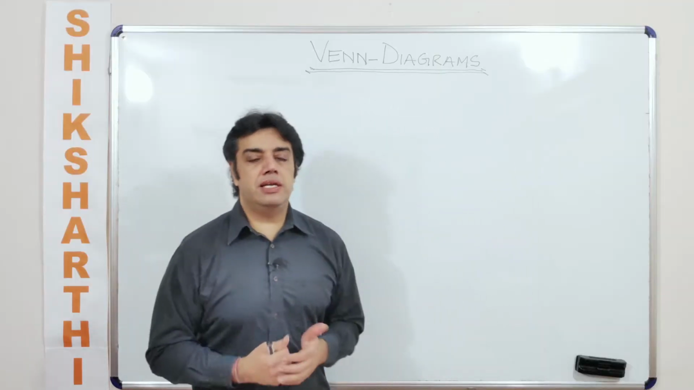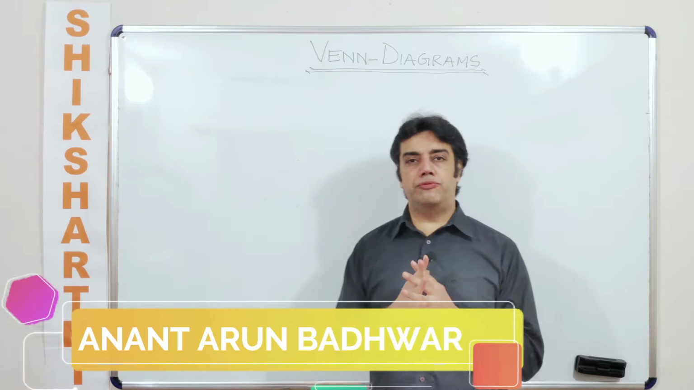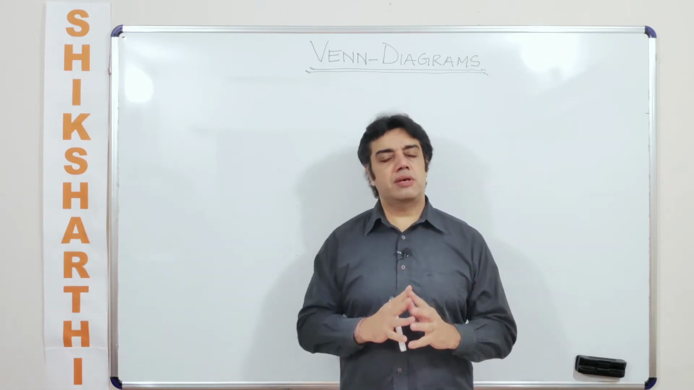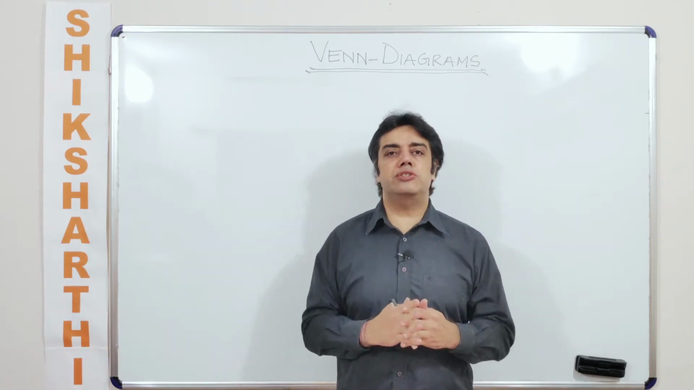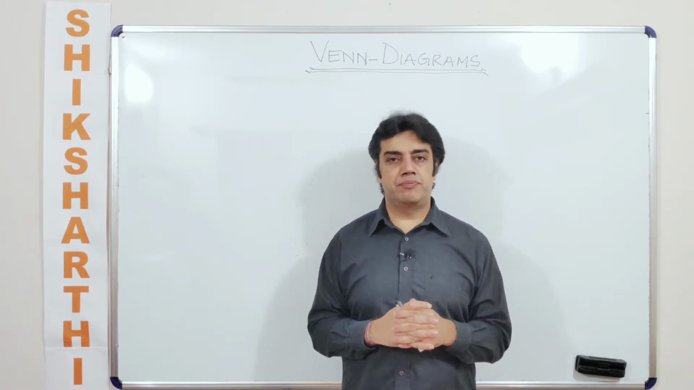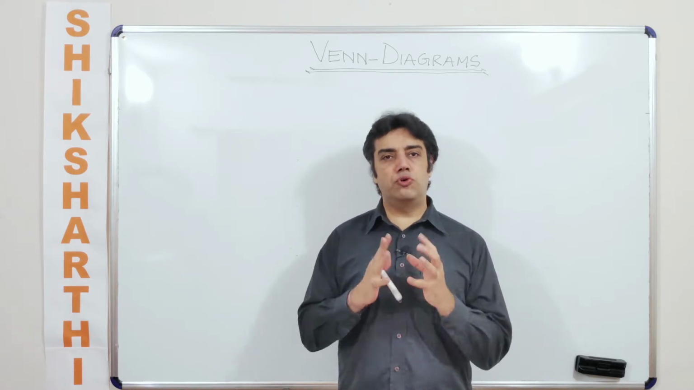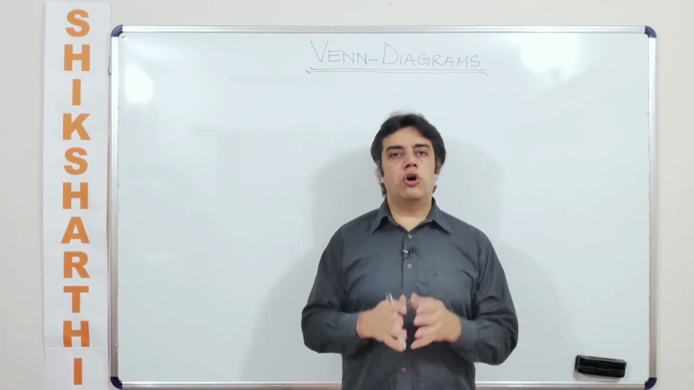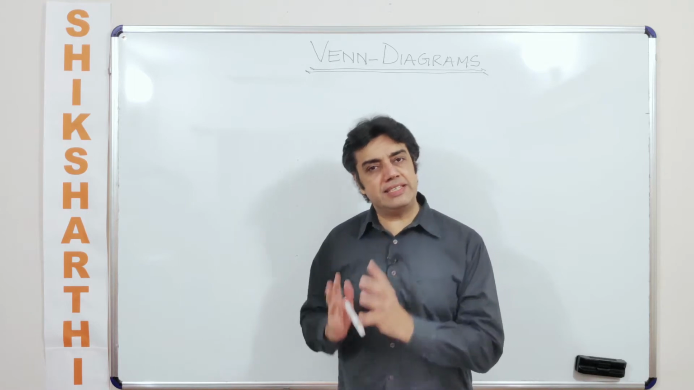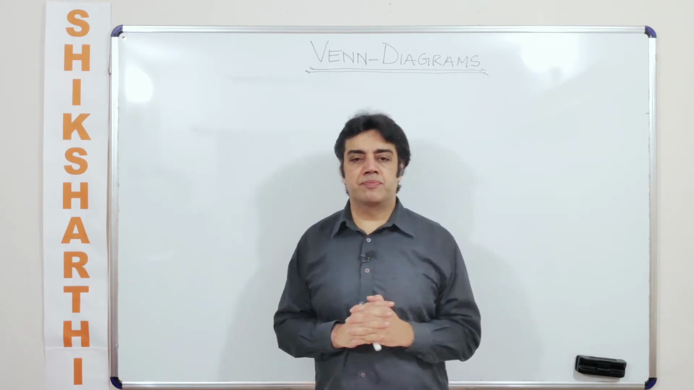Now if you have seen my earlier videos, we have already talked about 2 things or 3 things being represented on a Venn diagram. But in this session, we'll be talking about how to represent 4 different things, or 4 different sets, in terms of a Venn diagram.